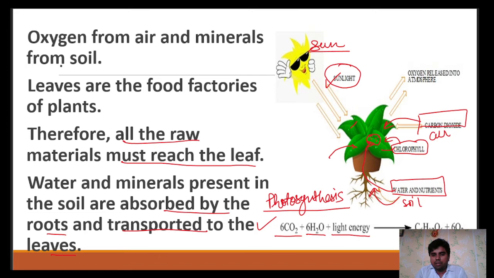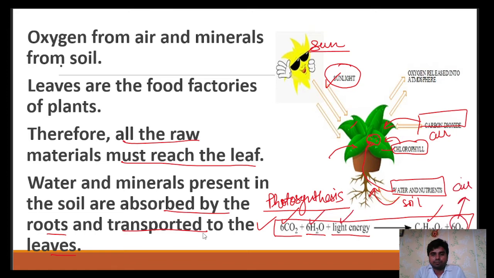So see, how do plants make their food? Can you analyze this equation first of all? Plant is taking carbon dioxide, again it is taking water, then taking light energy, then it forms glucose in the leaf itself. Alright, and oxygen is released as a byproduct in the air. I hope you are understanding it.